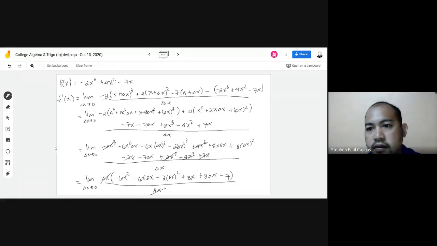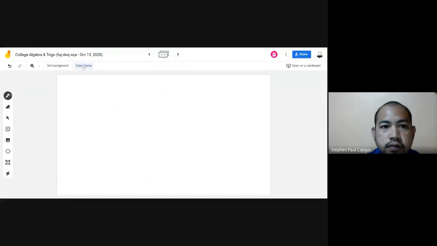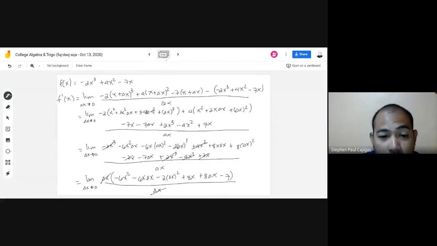I have to go to the next frame. Okay. So what we have will be negative 6x squared, 6x delta x.